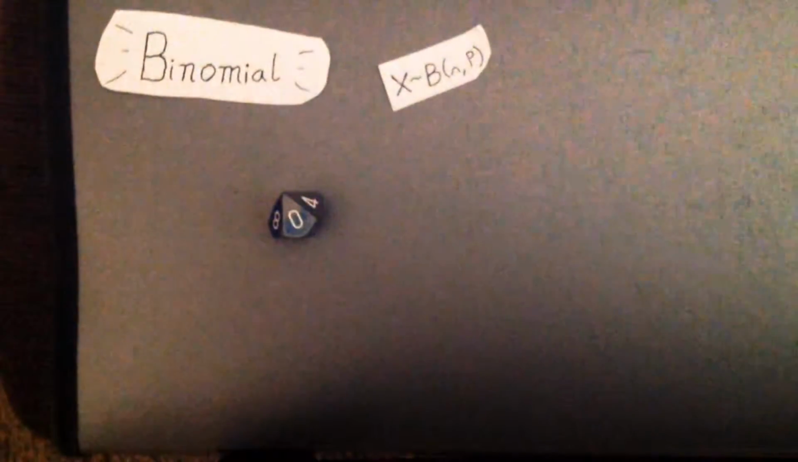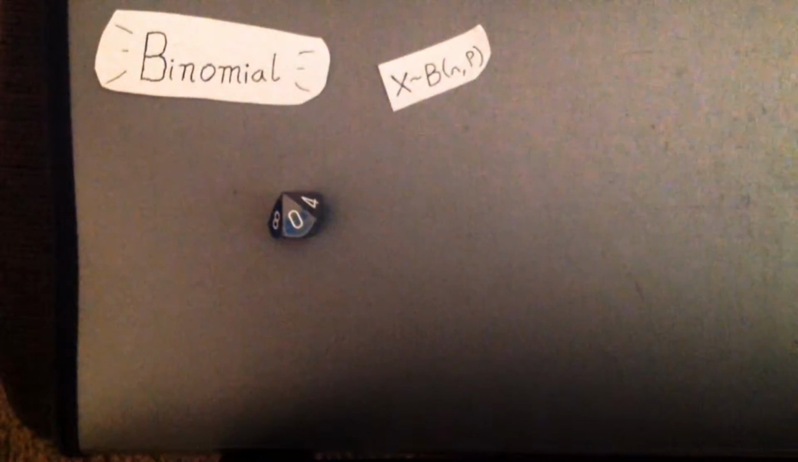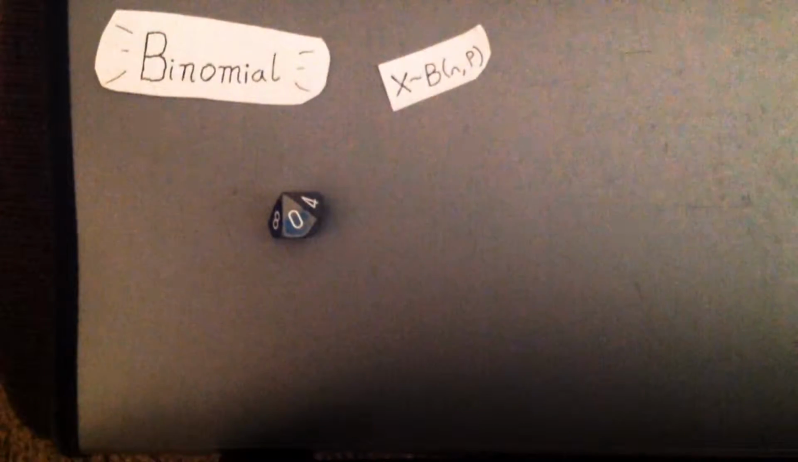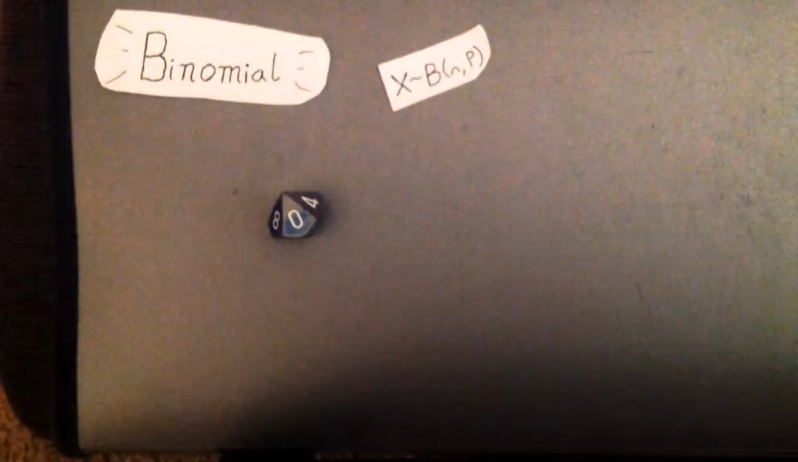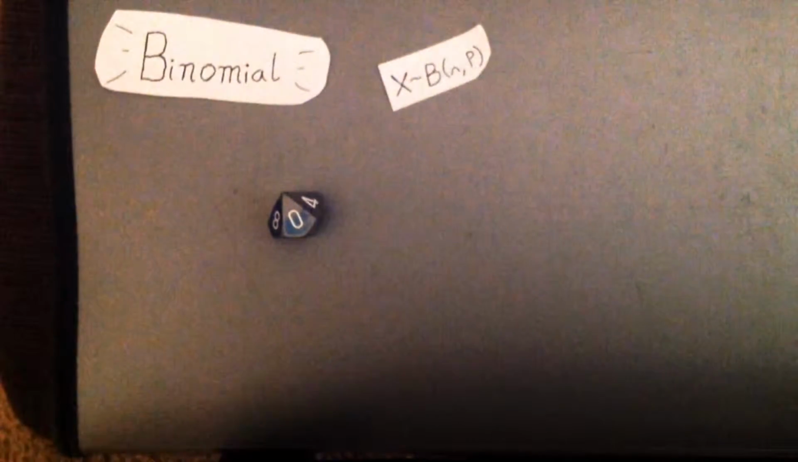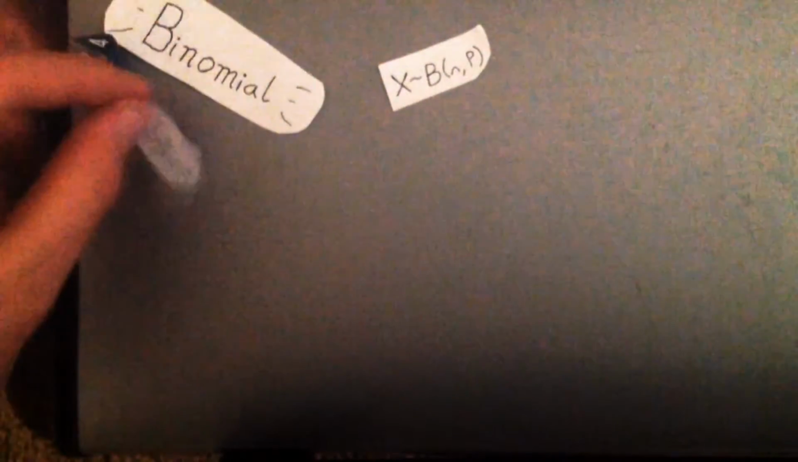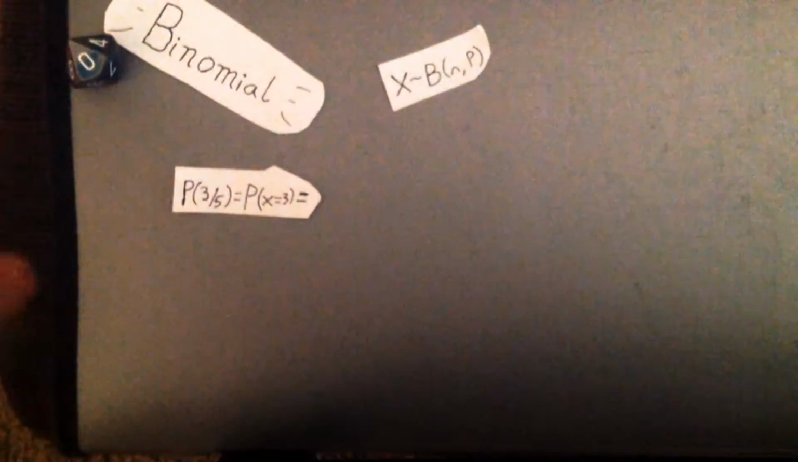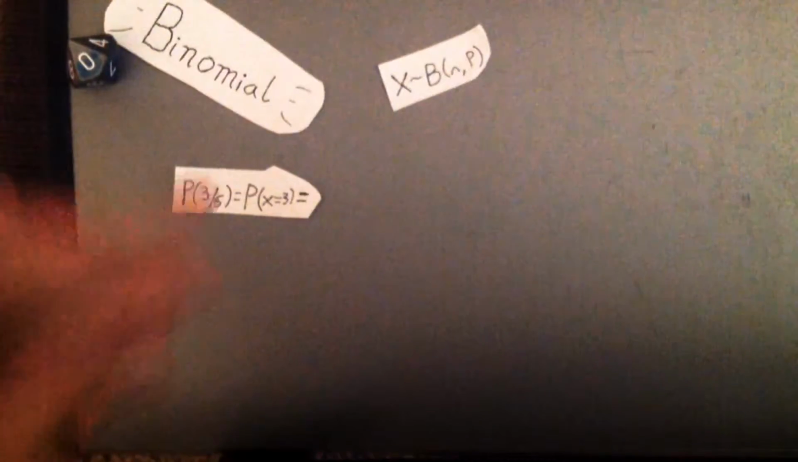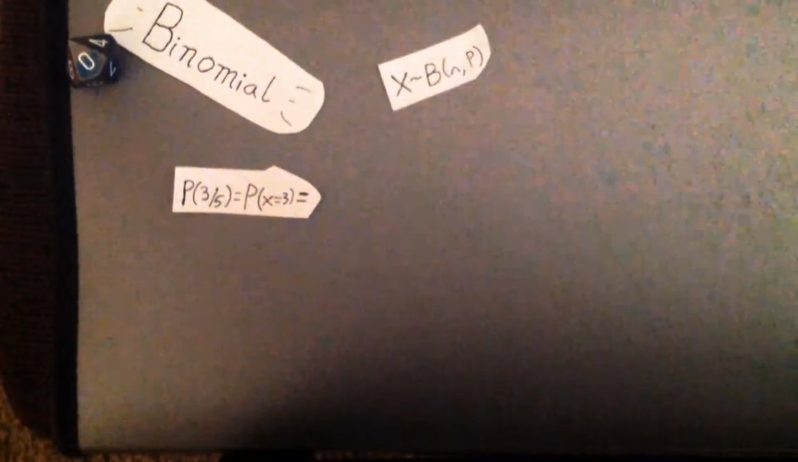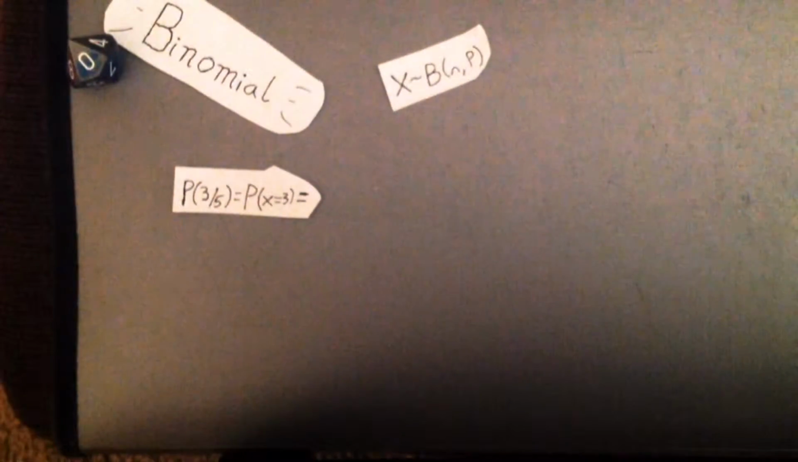So, what if we want to actually find out, not just talk about it, what is the probability of getting 3 zeros out of 5 rolls? Well, you can calculate that by hand. It's pretty simple. All you have to do is take the probability of 3 out of 5, which is equal to the probability that x is equal to 3.